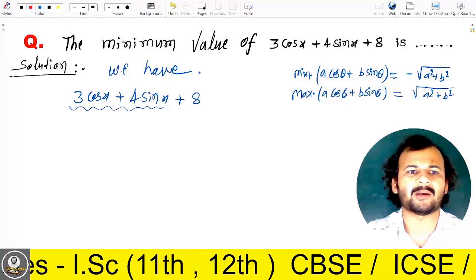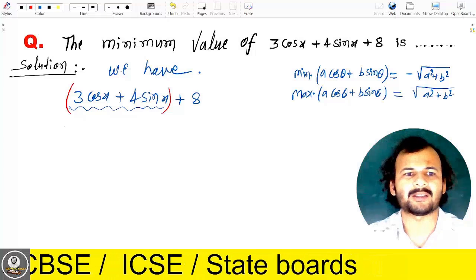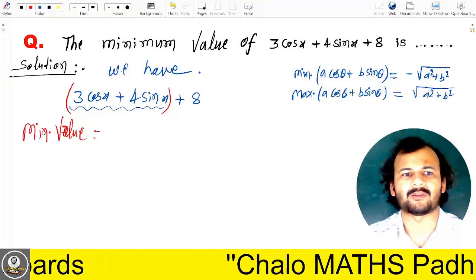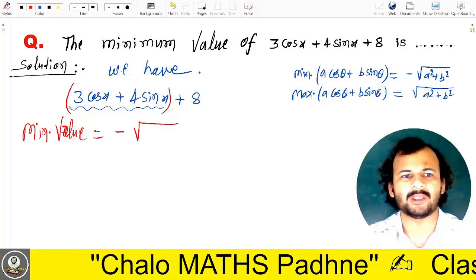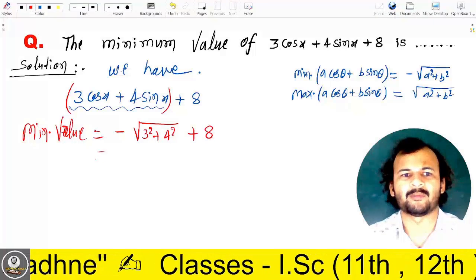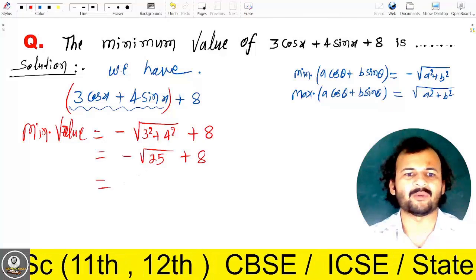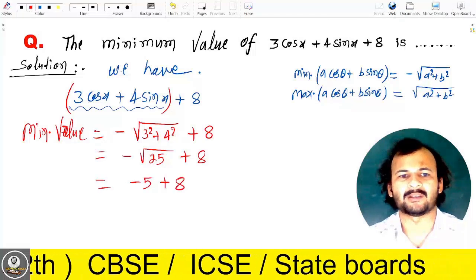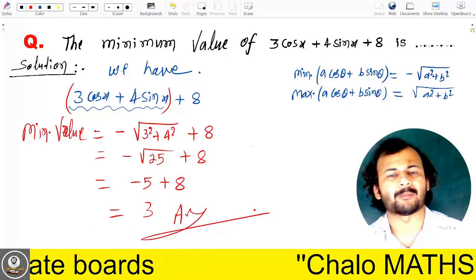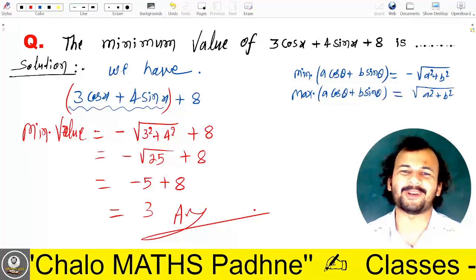And here the minimum value of this trigonometrical part is equal to negative of under root 3 square plus 4 square, plus 8, which means under root 25 plus 8. This is equal to minus 5 plus 8. This gives us 3. 3 is the right answer to this question, meaning the minimum value of the given expression is equal to 3. I hope you all have understood it.